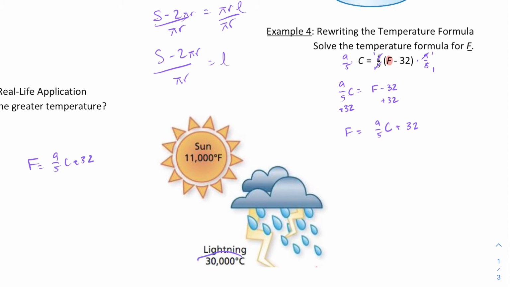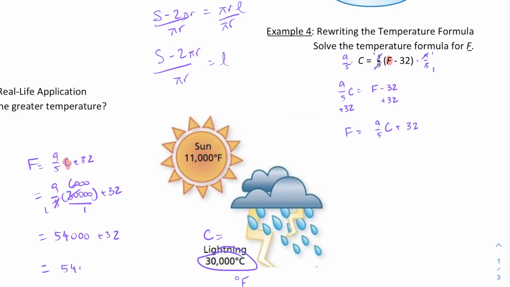So at 30,000 C, I want this to be degrees F. So let's plug that in for my variable C. So to plug it in, 9 over 5 times 30,000 plus 32. Remember, it's 30,000 over 1. This becomes 1. This becomes 6,000. And this becomes 54,000 plus 32. You add those two up. So the lightning is actually 50,032 degrees Fahrenheit. So which is greater? The lightning is greater.